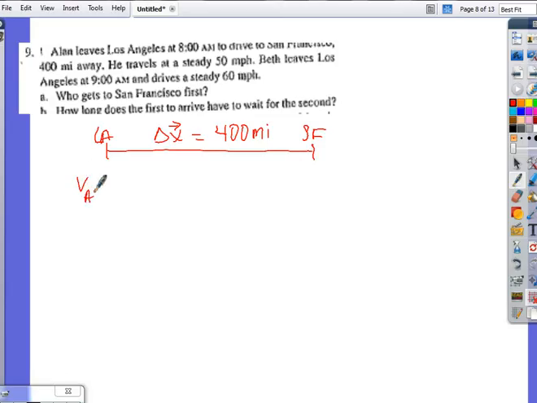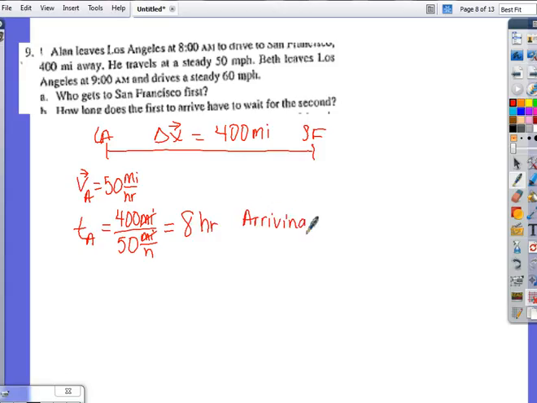So let's talk about Alan first. Alan's velocity is 50 miles per hour. And I need to find the time that it's going to take Alan. So I'm going to do delta x over my velocity. So 400 miles over 50 miles per hour. Miles cancel, so we're left with a good time. That's going to take approximately 8 hours. So if he's leaving at 8 a.m., it takes him 8 hours and he doesn't stop, he's arriving at 4 p.m.